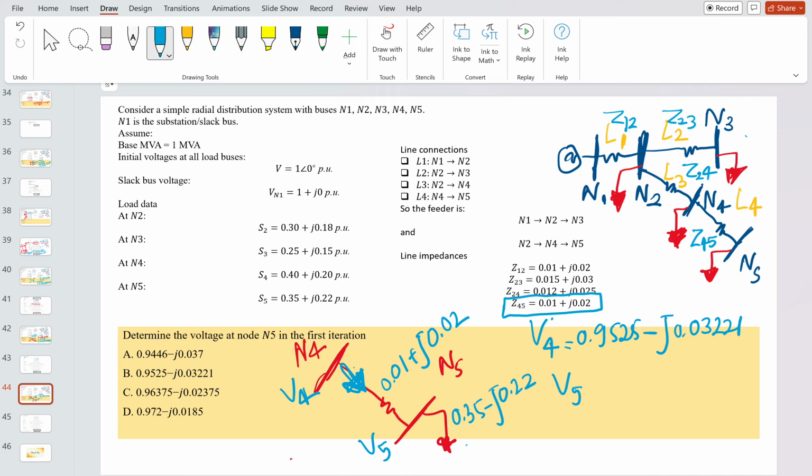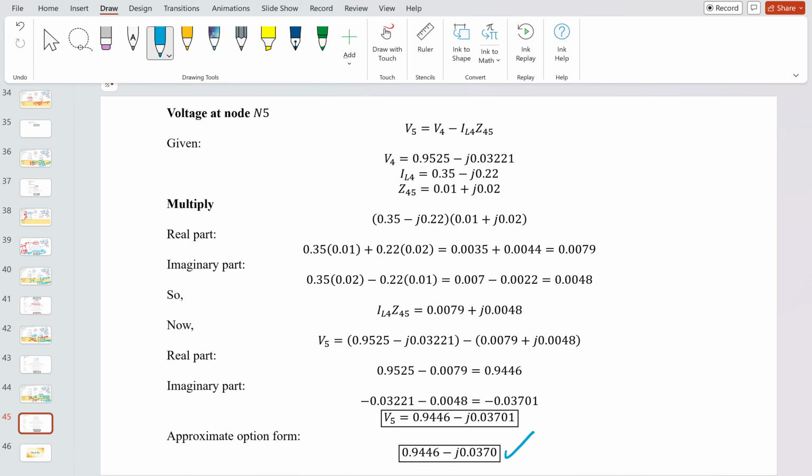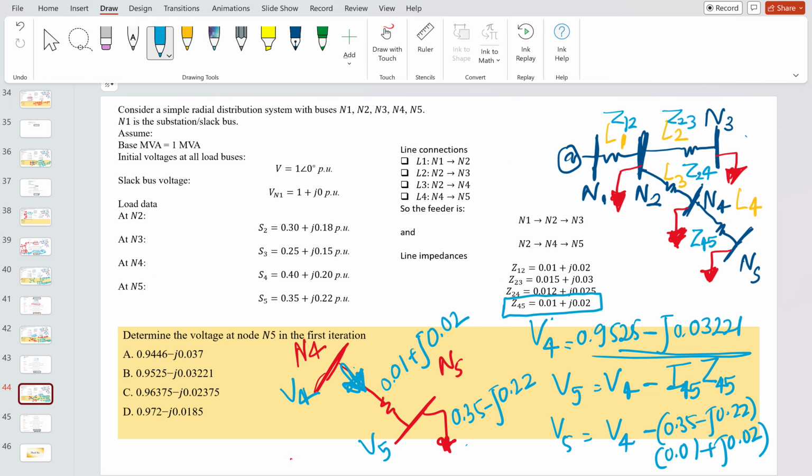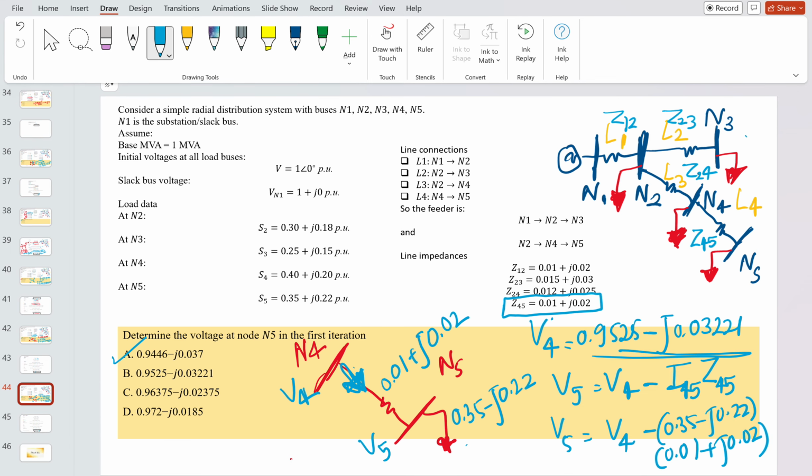So V5 is basically equal to V4 minus I, which is flowing from 4 to 5, multiplied by Z between 4 and 5. So V5 is equal to V4, which we already know, minus the current flowing, 0.35 minus j 0.22, times Z45, which is 0.01 plus j 0.02. When you multiply and subtract from V4, it comes out to be 0.9446, which was option A, 0.037. Okay, so these were the problems.